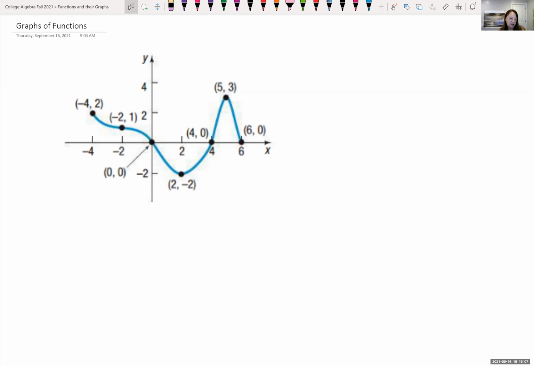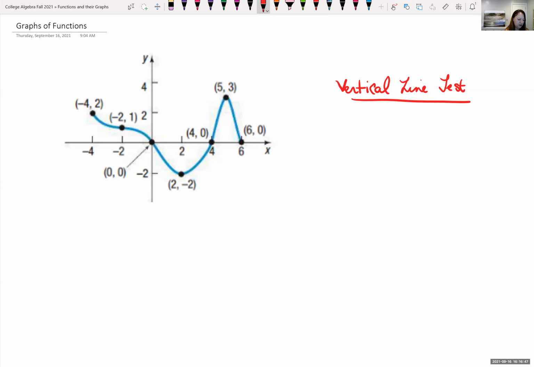So the next section goes over graphs of functions. So recall what it means to be a function. For every value of x that is in the domain, it corresponds to exactly one y value in the range. And so if you're given a graph, you can test to see if that is a graph of a function by what is called the vertical line test. So if we can draw a vertical line anywhere on our graph and it intersects the graph at most once, then it is going to be a function.